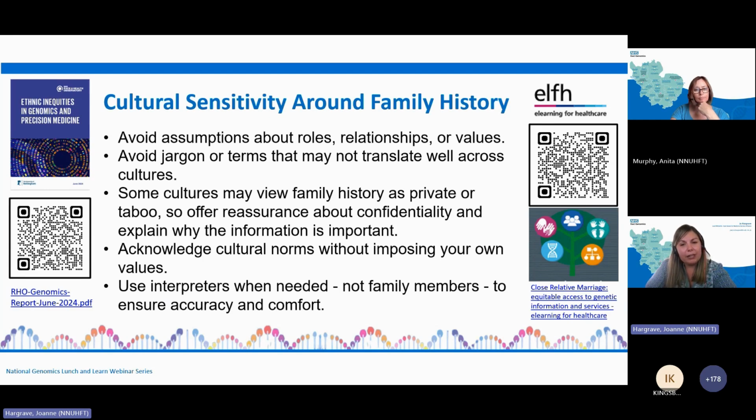We must really acknowledge those cultural norms without imposing our own values on them. And then one of the other things is thinking about translators if they're needed. Really, the ideal is professional interpreters, again, to ensure the protection of accuracy of information, and safety and comfort for those patients. Some of those small changes could really assist with bridging gaps in care and fostering trust across communities.